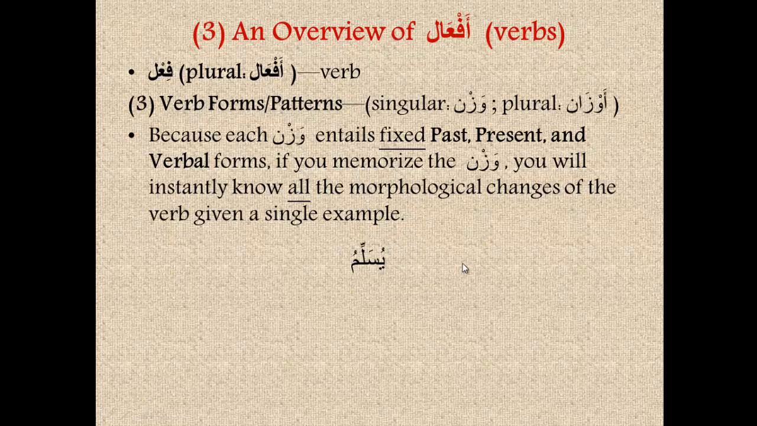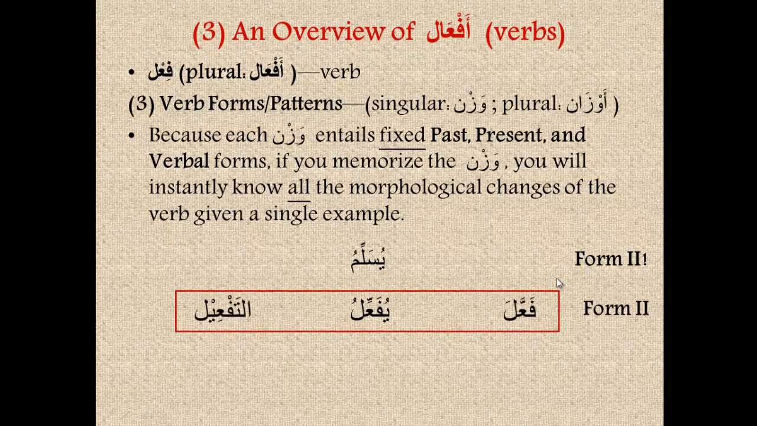Right here we have the verb yusallimu. If you've memorized the awzan, you know that this fits onto the pattern yufa'ilu. Yusallimu, yufa'ilu, they sound alike. We know also that this is a form 2 verb because we've memorized the wazn. Yufa'ilu is form 2, so we know yusallimu is a form 2 verb. Now, the other 2 components we've also memorized, fa'ala and at-taf'il. These all come in a set, and that allows us to predict the past tense and the verbal noun forms of yusallimu, and they are sallama and at-taslim.